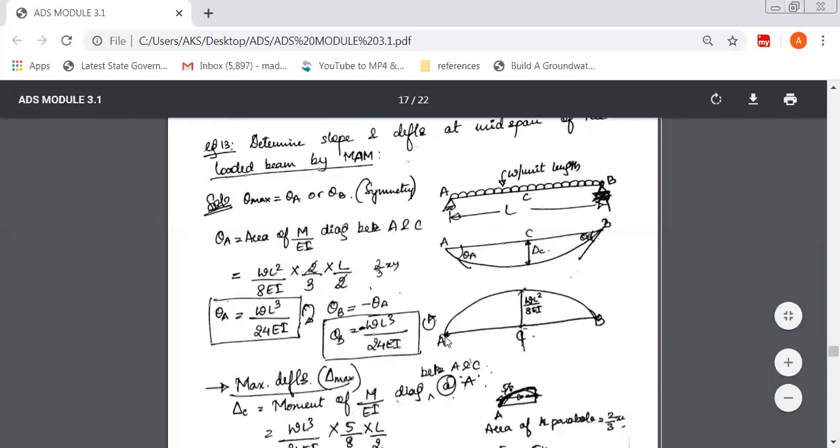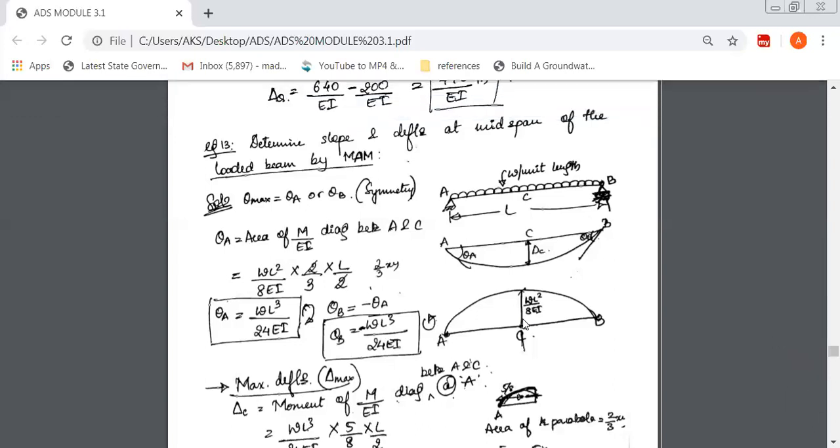So we'll be drawing the M over EI diagram. It is a simply supported beam with the UDL, so it is parabolic like this. So that is WL square over 8 EI. WL square by 8 is actually the bending moment of a UDL on a simply supported beam, and because it is M over EI diagram, we'll be dividing it by EI. So now it is WL square over 8 EI. You can notice that w is a small w here, which is nothing but the UDL. That's why it's small w L square over 8 EI. All right, so let's start with this. So this is theta A.